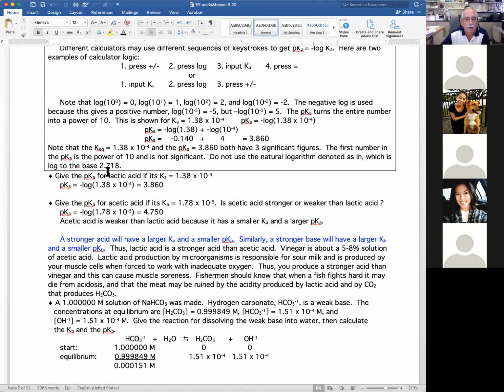So give the pKa for lactic acid. If that's its Ka, you should get 3.860. Give the pKa for acetic acid. Here's its Ka. So I take the negative log of that, I should get 4.750.